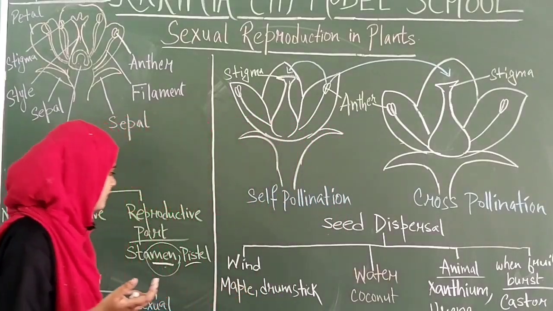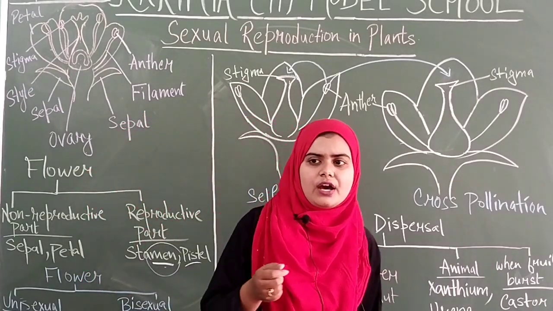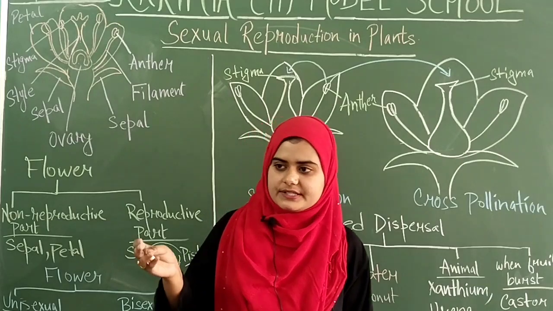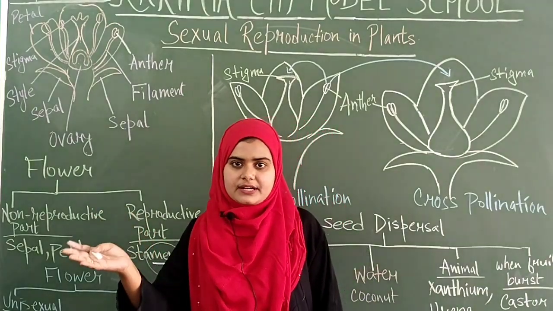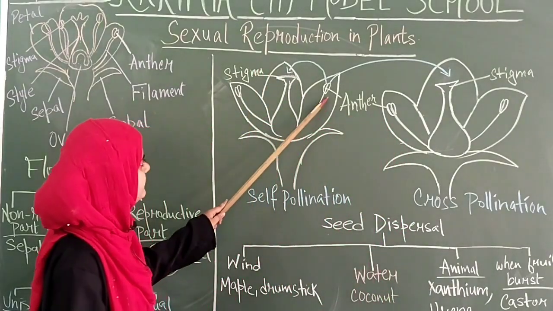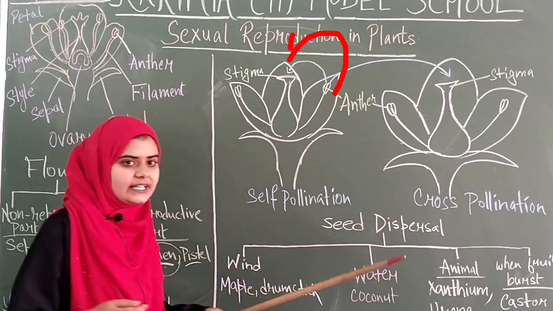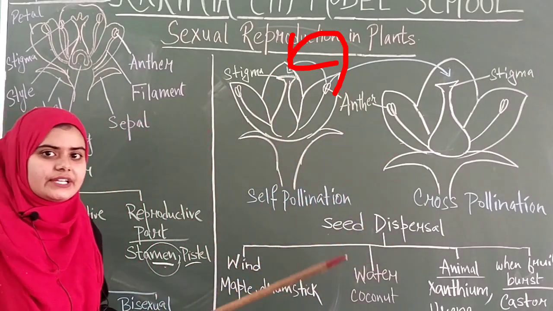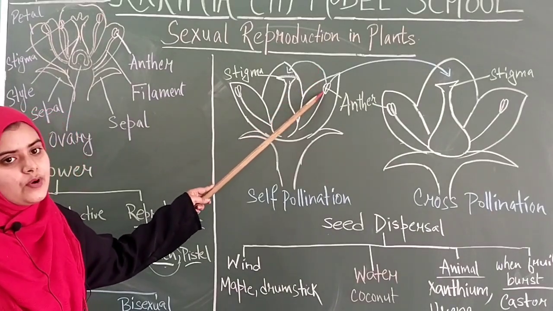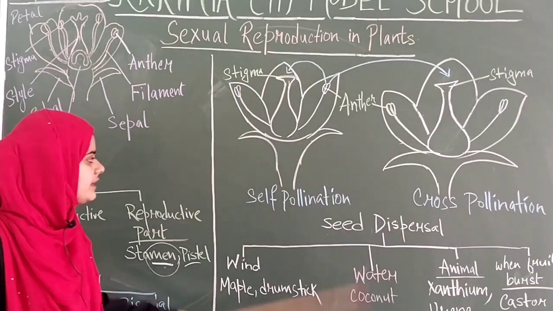Okay. Now getting into the next topic, that is pollination. What do you understand by pollination? Pollination is the transfer of pollen grains from the anther to the stigma. Once again I am repeating, what is pollination? Pollination is the transfer of pollen grains from the anther to the stigma.